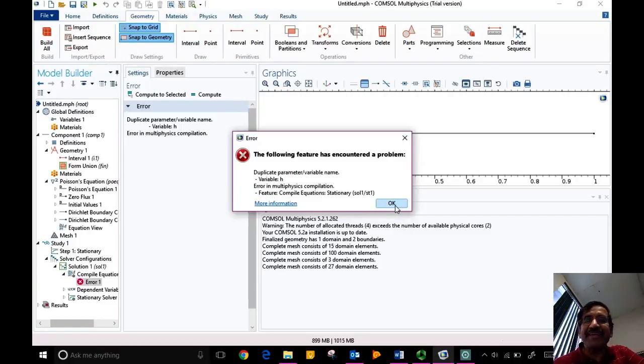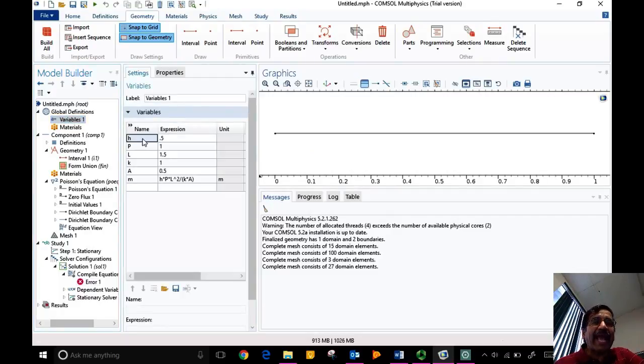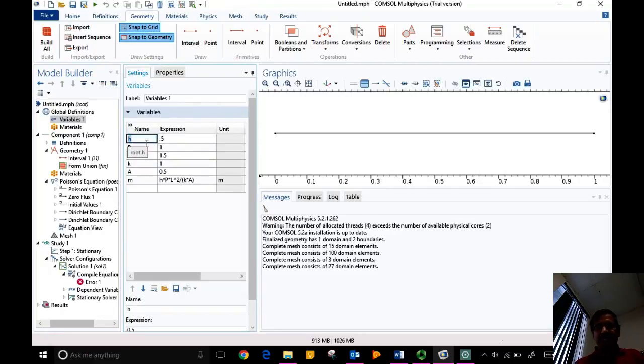Yeah, this problem occurred to me earlier too. So the problem is h is an internal variable. Somewhere in grid spacing, I think it uses the same variable. So it doesn't like when I use h. So I just make it HH.